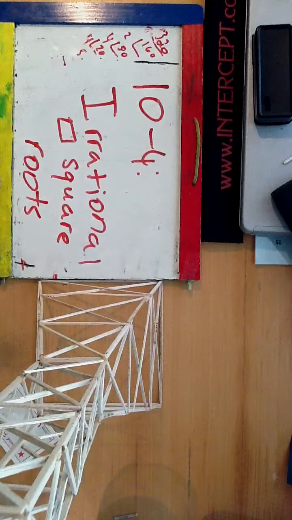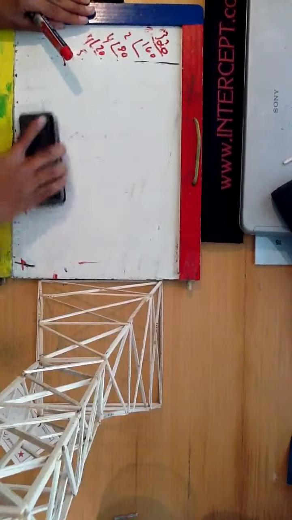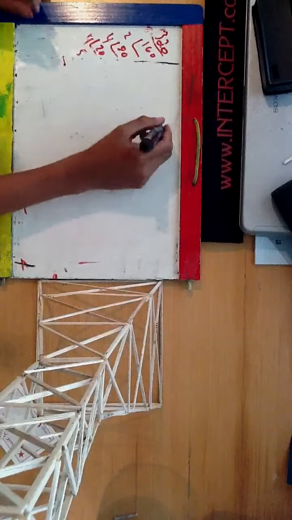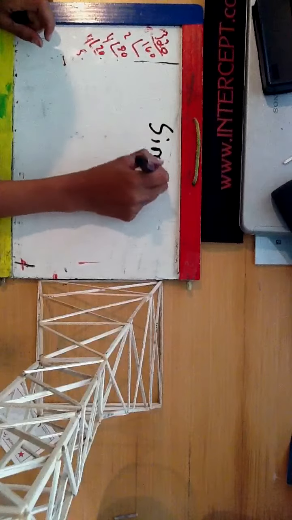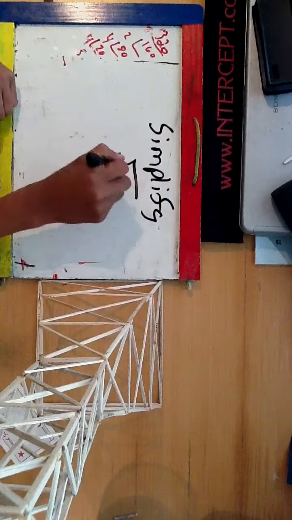This is going to be 10-4, irrational square roots. The direction to this problem is going to be simplify. And the problem is the square root of 50.